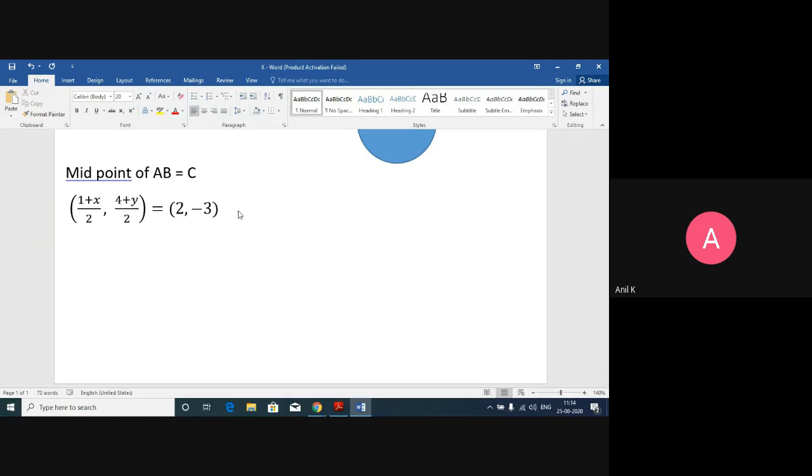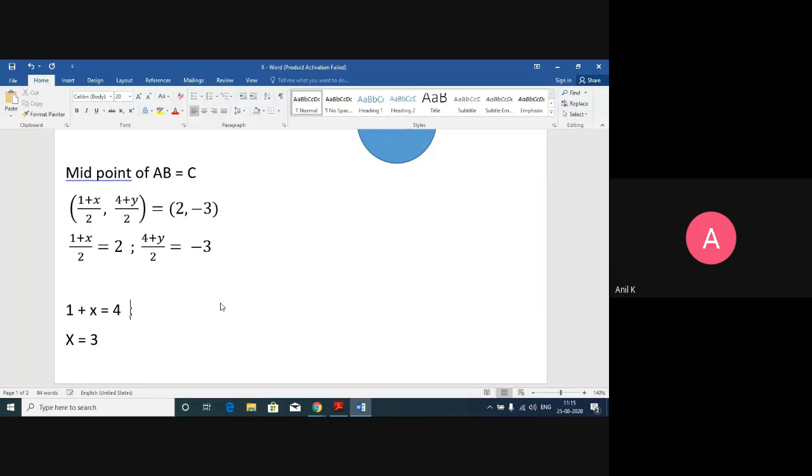If it is equal, then I will have one. Again, the same rule I use: the x coordinates are equal and the y coordinates are equal. That is (1 + x)/2 = 2. The second one is (4 + y)/2 = -3. If I solve the first equation, I get 1 + x = 4, then x = 3.